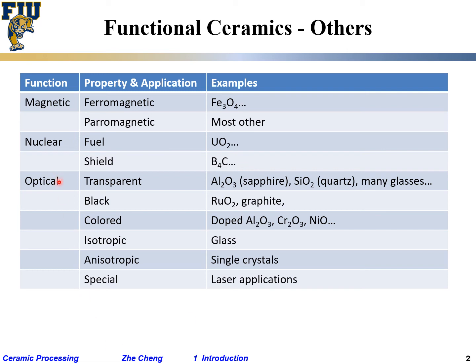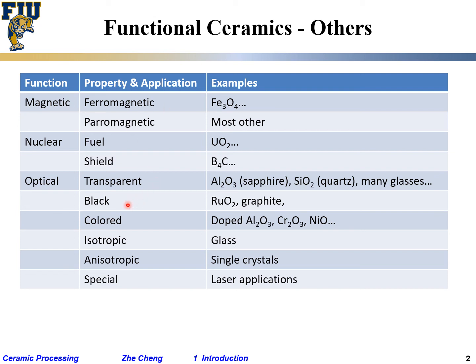so-called shield in nuclear application, boron carbide or some other boron-containing compound. Many ceramics are for special optical applications, for different applications. As you realize, many of our sapphire, silicon dioxide, quartz, or many glasses, they are transparent, right? Ever seen a transparent metal? No. Metal, metallic, one layer or two layer, it will not be transparent. Ceramics, many of them are transparent because of band gap.